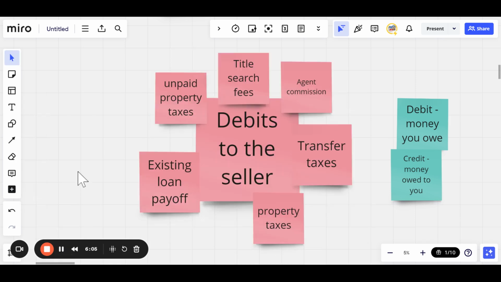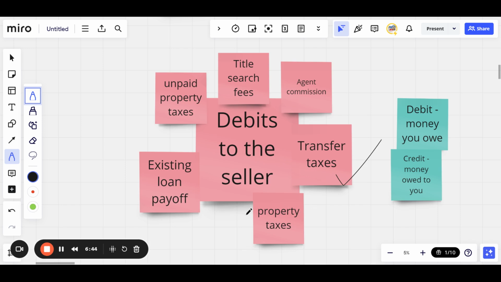All right. Debits to the seller. Now, there's not many debits to the seller that we usually have on the closing disclosure because, again, a lot of the fees are usually going to be associated with the buyer. So in this situation, there's just a couple of things that they're typically, generally speaking, going to be responsible for. The first one is any transfer taxes. Now, your state may vary. However, the seller is usually responsible for those transfer taxes.